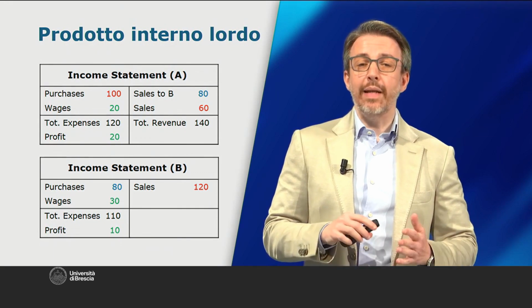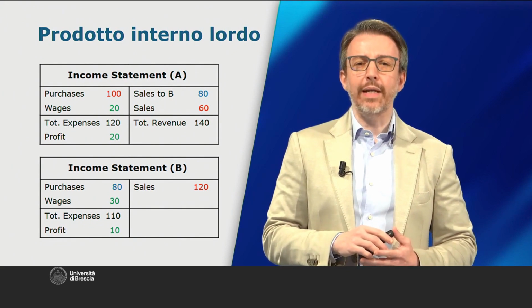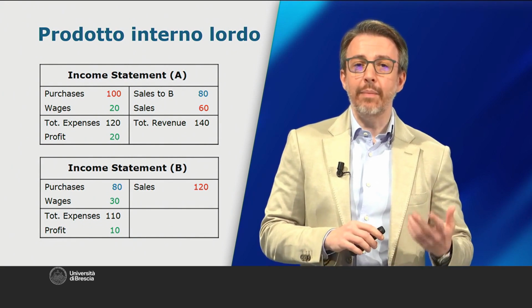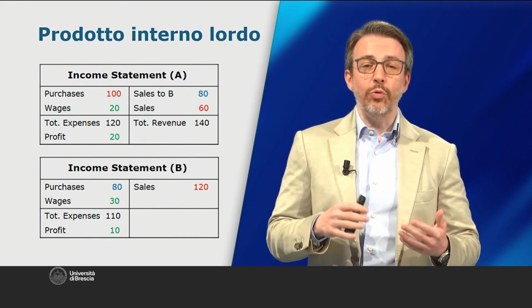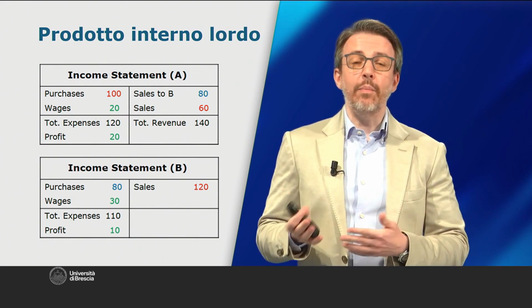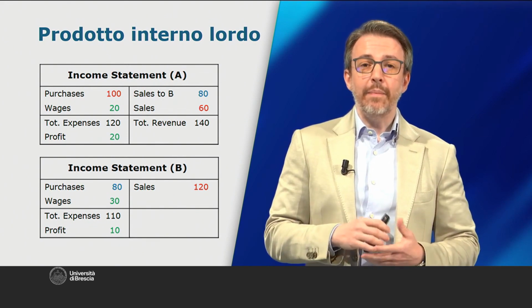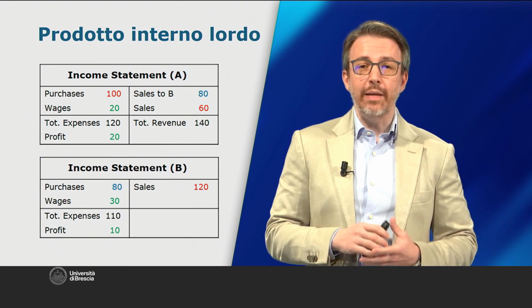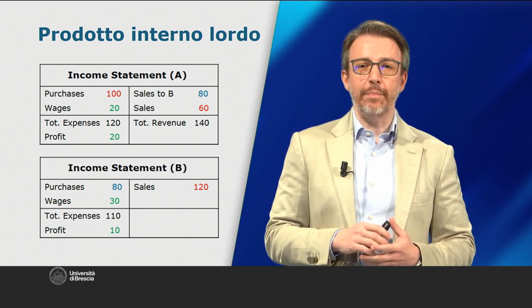For this purpose, let's look at an economy we can imagine. It's a very bucolic setting where a farmer, Company A, and a miller, Company B, interact. The farmer grows wheat to sell to the miller, and the miller buys the wheat from the farmer to sell it on the final market. The economic accounts we can imagine, in a very simplified form, are the ones you see in the presentation.